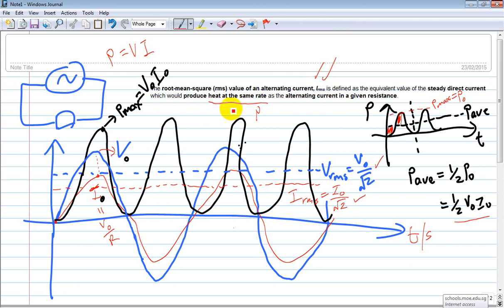So in this case, quite clearly, the IRMS value here multiplied by the VRMS value here gives me the same power as the AC version, because this multiplied by this gives you half V naught I naught.